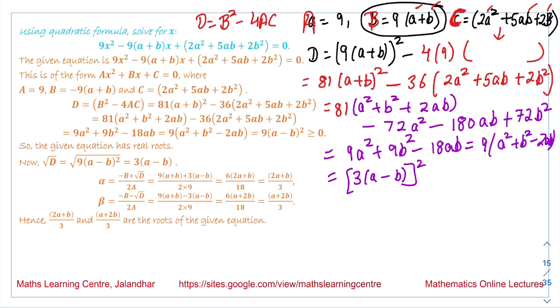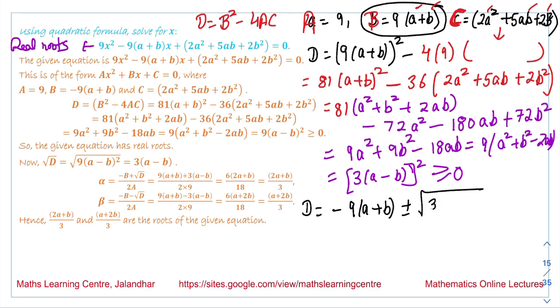Now again, this number will be greater than or equal to 0. It means this equation will have real roots. So the value of x now we have is minus B, minus B means it is 9 times (a plus b), then plus minus square root of 9 into (a minus b) whole square, whole upon 2 times A.